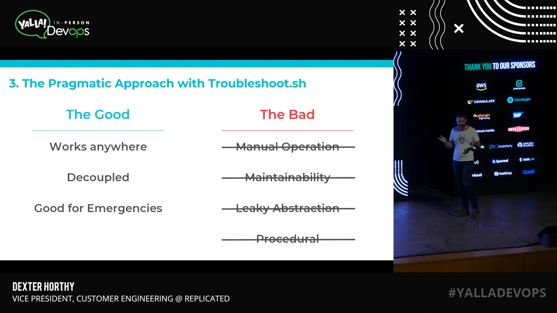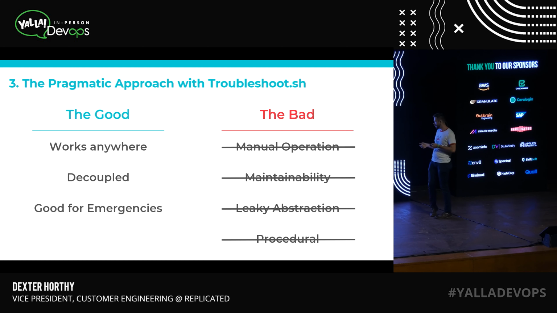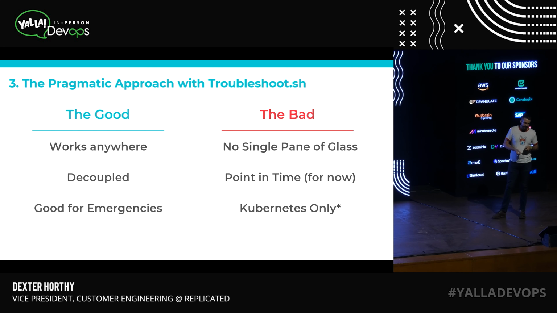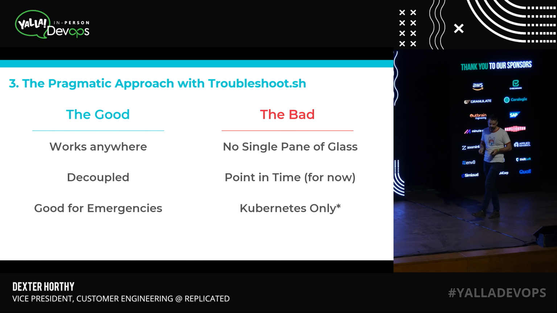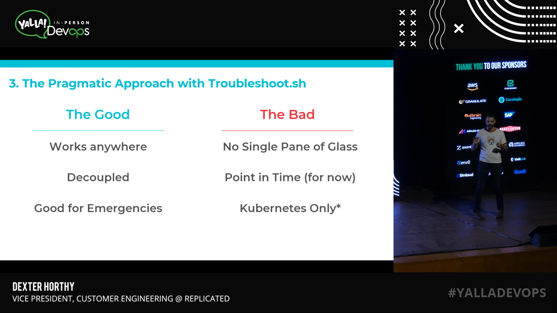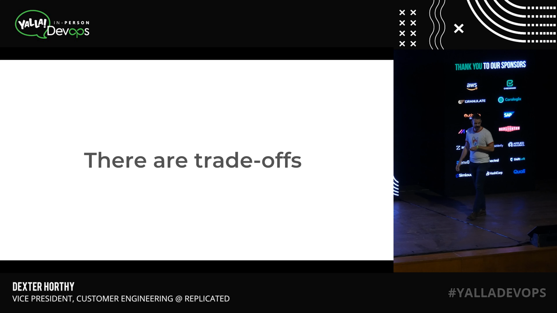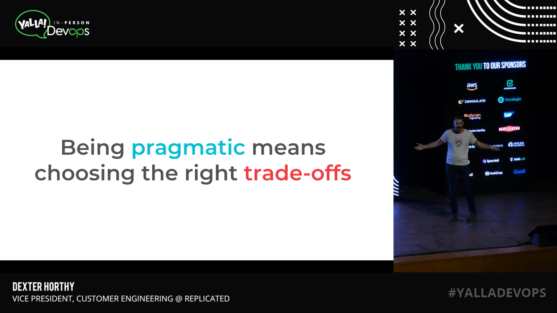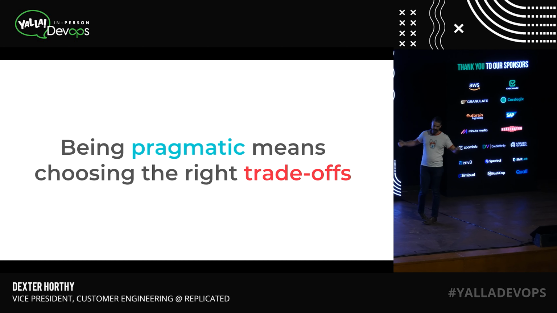It's easy to maintain because it's just a YAML file you write, and we'll look at that. We can do this without the consumer needing to learn about the application itself, and it's no longer procedural. Still no single pane of glass, still just a point-in-time snapshot of what is happening. And for now, it's Kubernetes only, with a little bit of an asterisk on there that we can get into. There are trade-offs, but being pragmatic means making the right trade-offs and deciding.